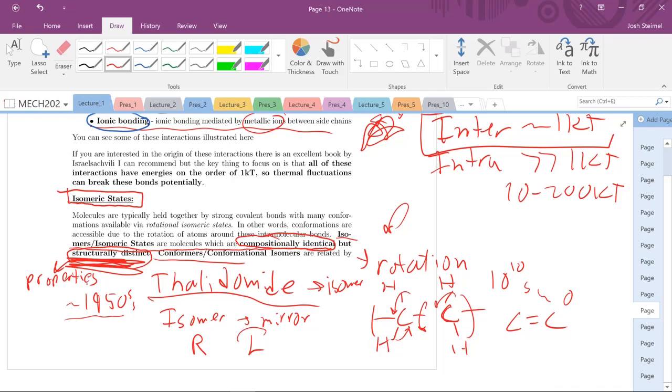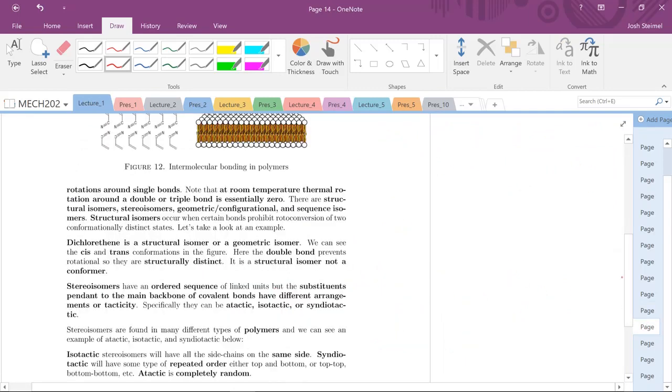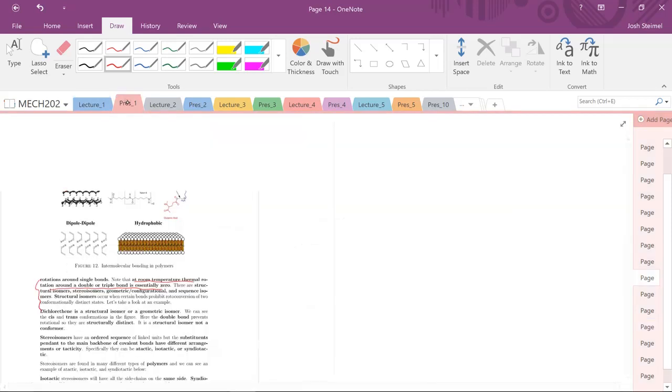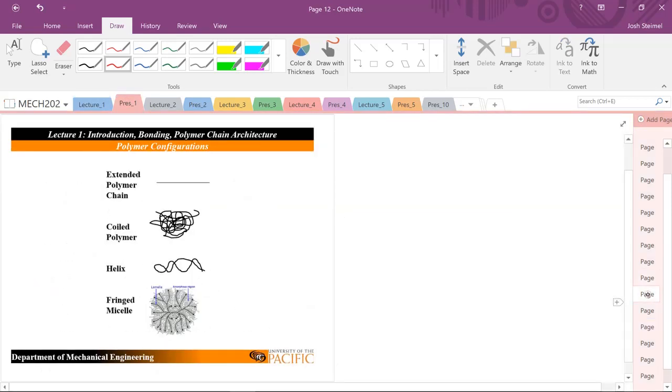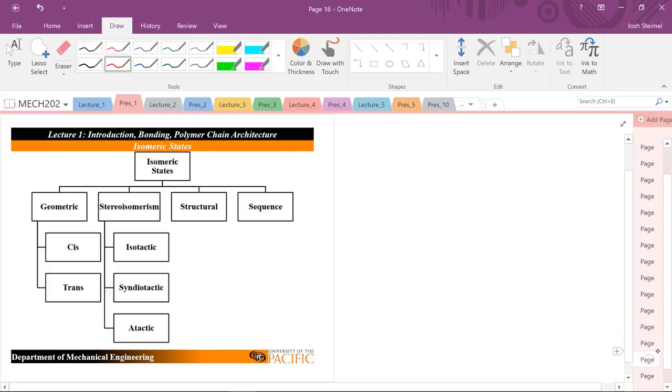So let's go into the next page, and we're going to be talking, actually, before we get started there. Again, this is just what I was saying last time: at room temperature, thermal rotations around a double or triple bond are essentially zero. So we have several different types of isomers that we are going to be working with here, and you could break them down into this nice table of isomeric states. These are all the different types of isomers that we can deal with.